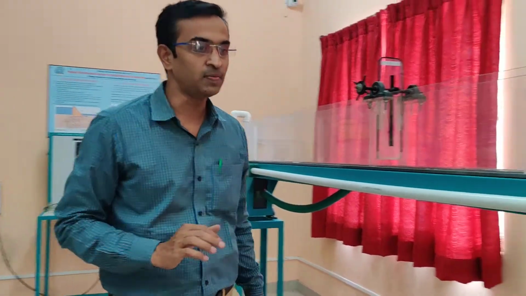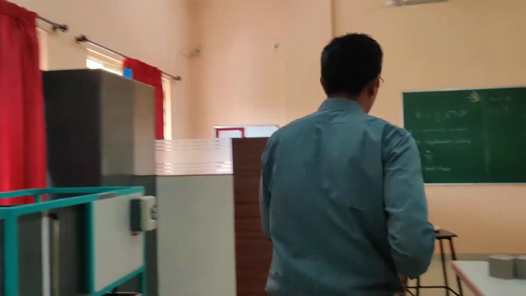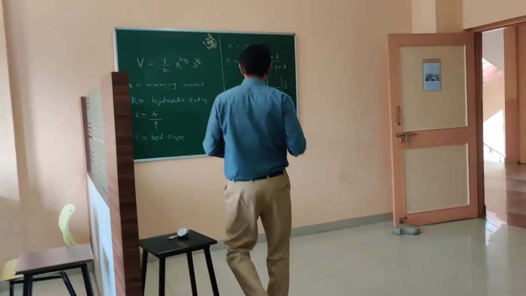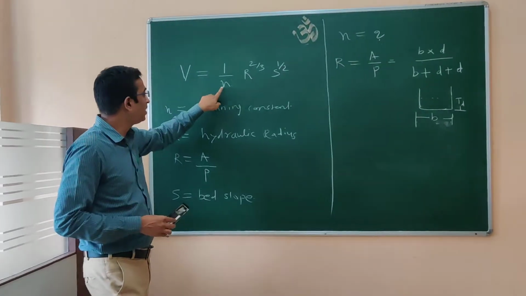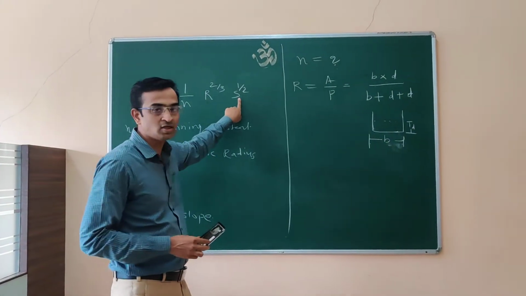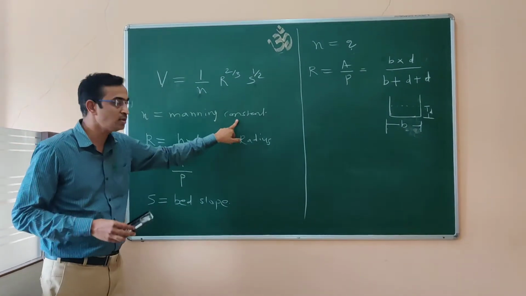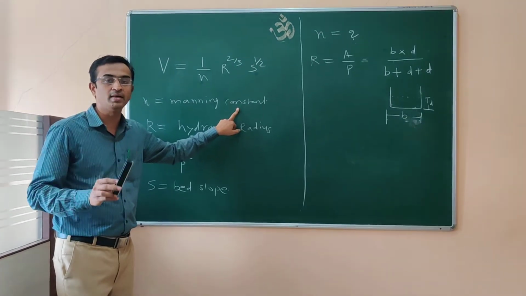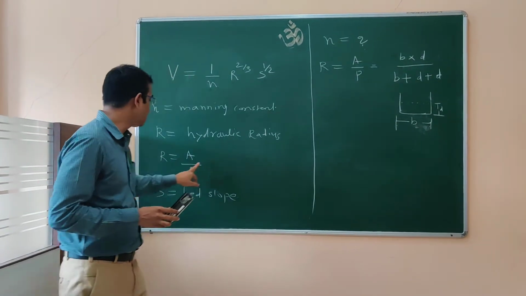Now I will explain the calculation part of this open channel. First of all, I will explain Manning's formula. V is equal to 1 upon N, R raised to 2 by 3, and S raised to half. The first term is N. N is Manning's constant, and our aim is to calculate Manning's constant. Next, R is the hydraulic radius, and that is equal to A by P.